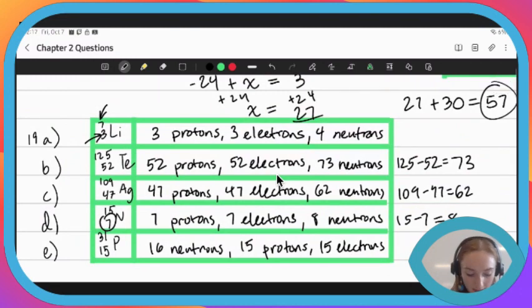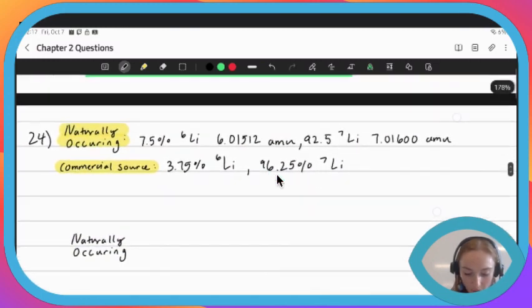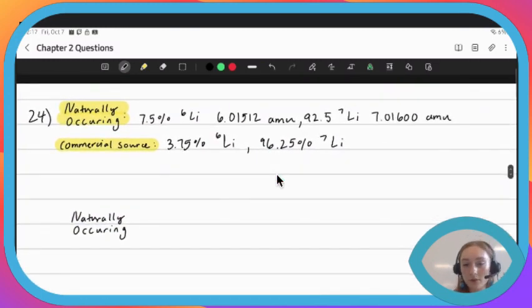So that's number 19. So let's go to 24. So 24 is a more heavy problem. It has to do with figuring out the atomic mass of naturally occurring versus the commercial source.